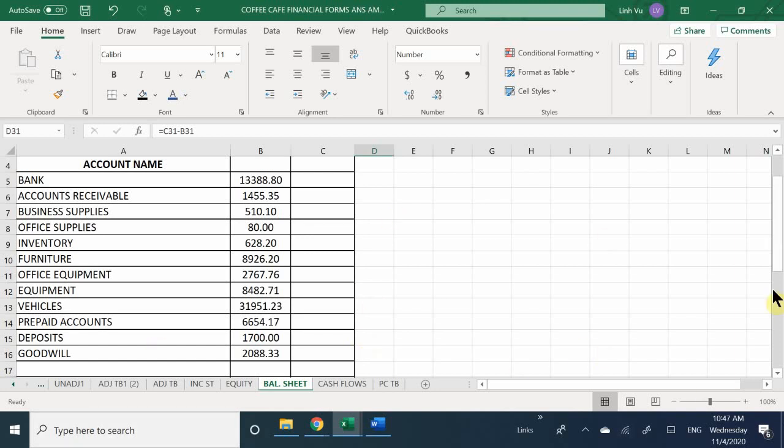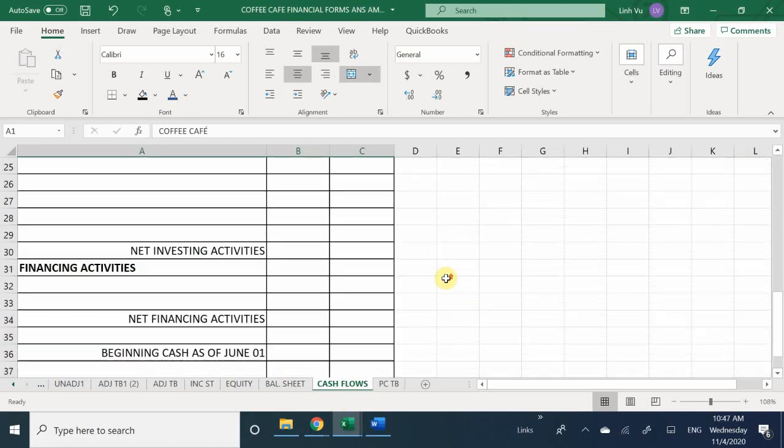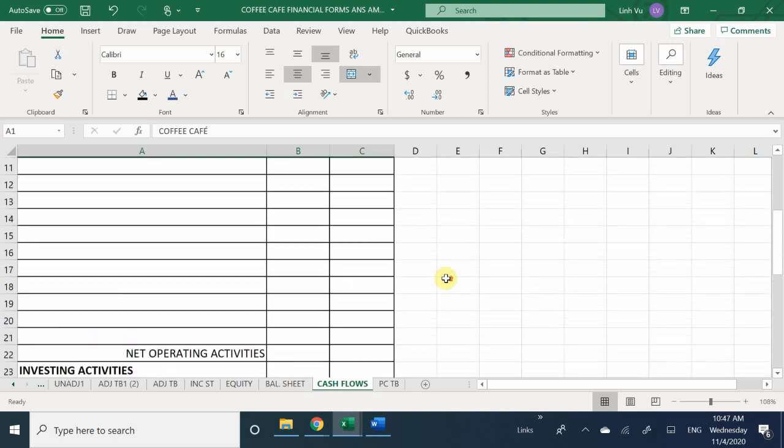All right. So with that being said, we have our last and final statement here. It's called the statement of cash flows. Now, this one is actually very difficult.